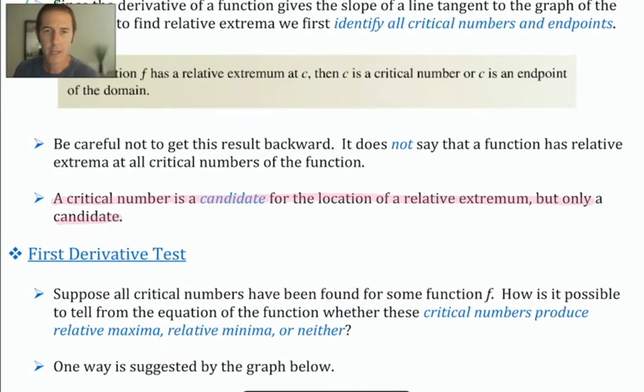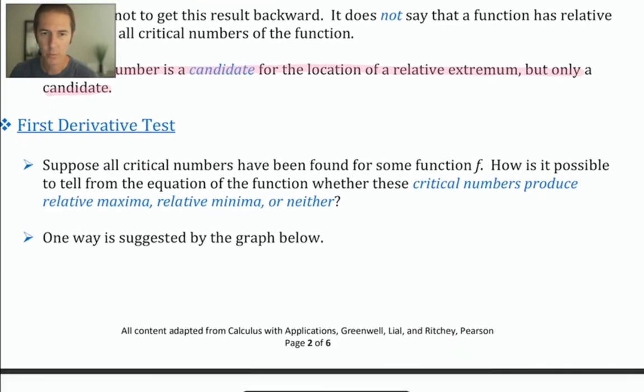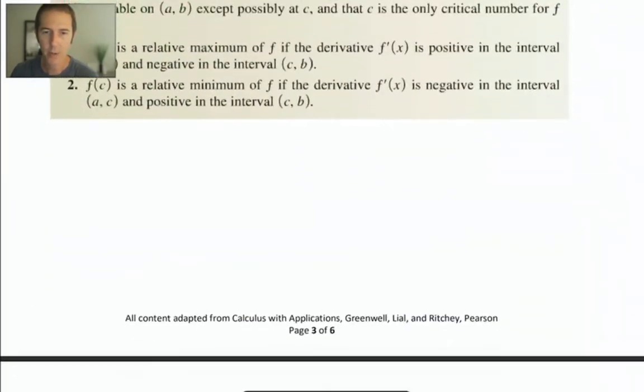I highlighted here, it says that a critical number is a candidate for the location of a relative extremum, but only a candidate. So what that's saying is that you could be given a function, take the first derivative, set it equal to 0, get an x value of 3 maybe, and it turns out that x value of 3 does not correspond to a point that is a maximum or a minimum. How is that possible? It's got a horizontal tangent line. I know that because the first derivative equals 0 there. How could that end up not being a maximum or a minimum? Let's see, we're toward the bottom of page 2 there. I want to answer that question right away.